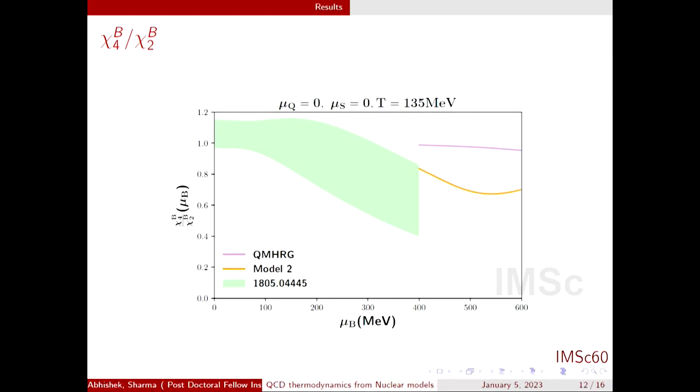As one can see clearly from the plot, there is a significant difference between the non-interacting HRG result and the nuclear model result with finite interactions. And the nuclear model result also matches with the band from lattice QCD.